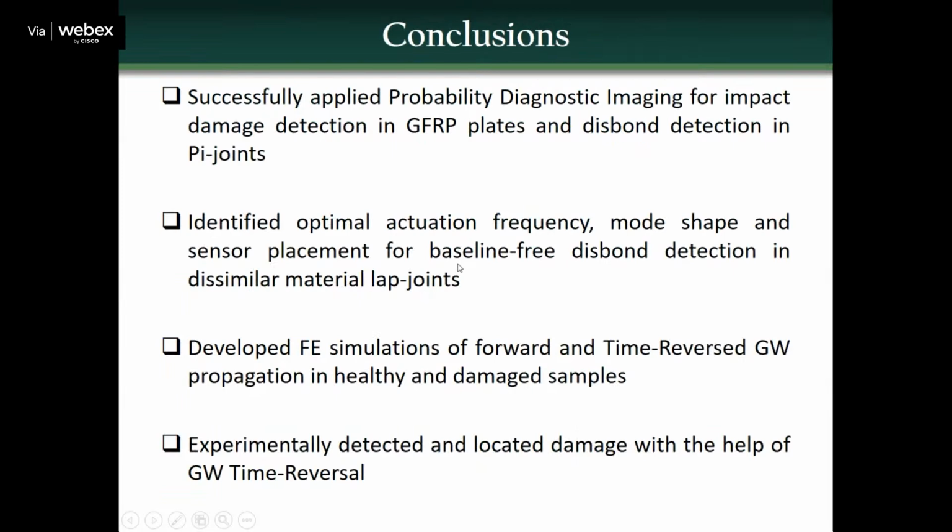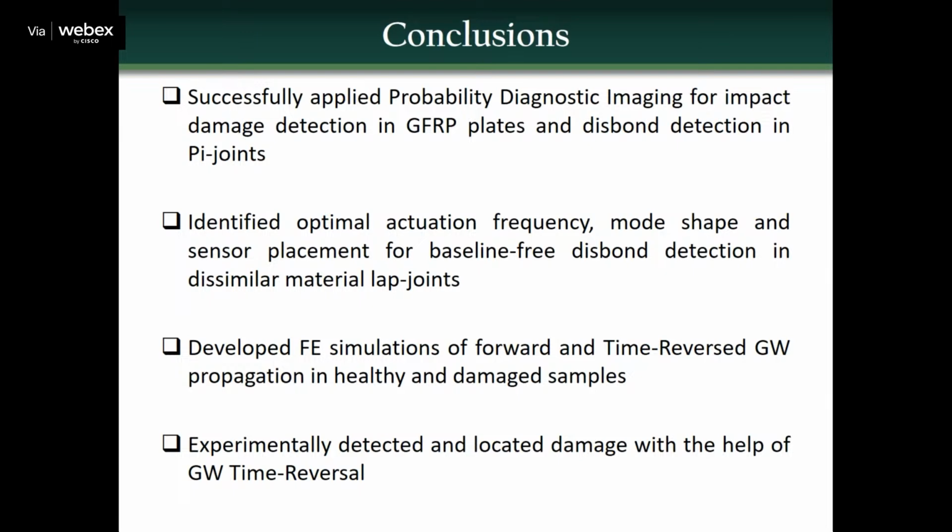The conclusion of this module is that we can successfully apply PDI for impact damage detection for GFRP plates and response detection in the PI joints. We actually saw that in the first part of this lecture. We identified optimal actuation frequency, wave shape, and sensor placement for baseline-free response detection, because in time reversal, you don't really need a baseline. You just need to consider the differences by comparing the received signal after the time reversal technique.